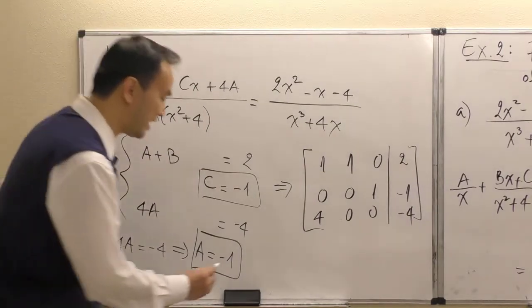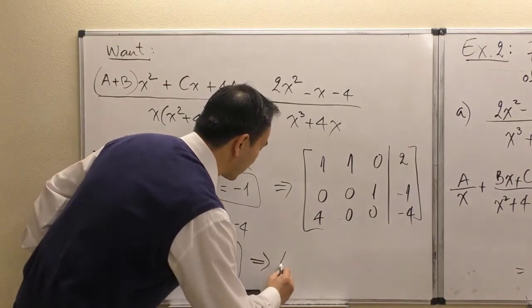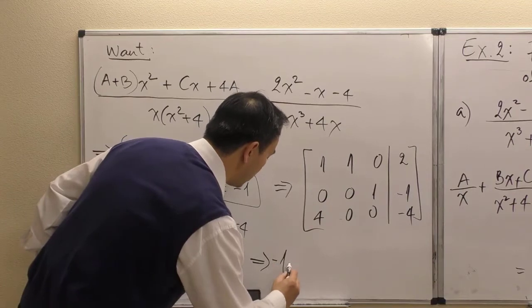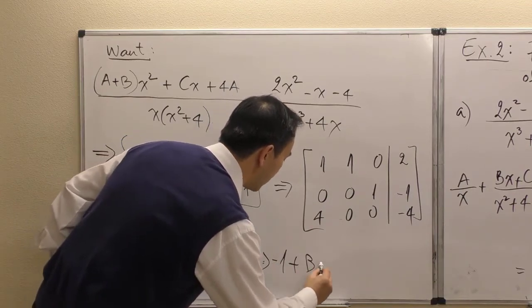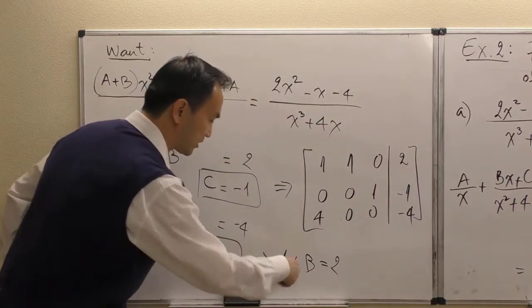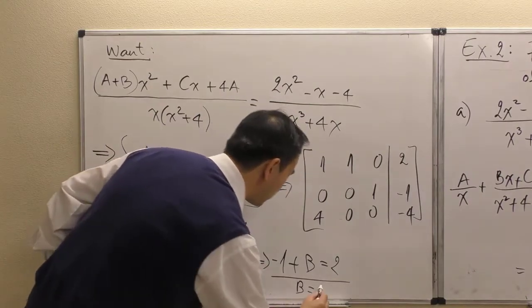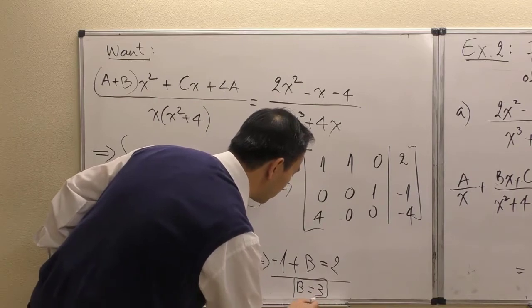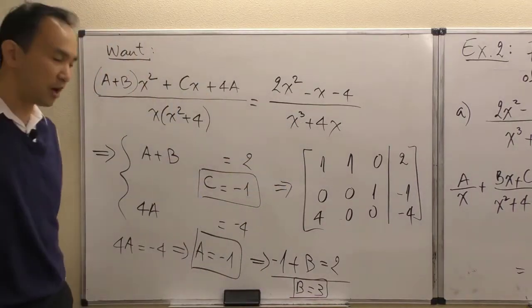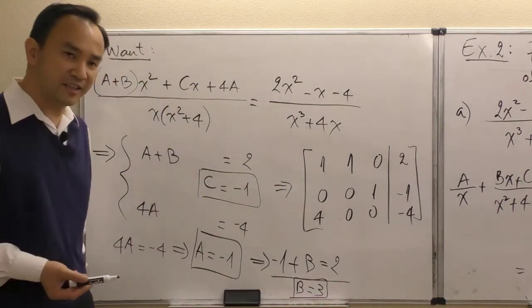Okay, and so in that way, that leads to negative 1 plus b must equal 2. And so quickly solving this equation, I get b equals 3. All right, so my work here is a lot faster than hopping over and entering that into the matrix.